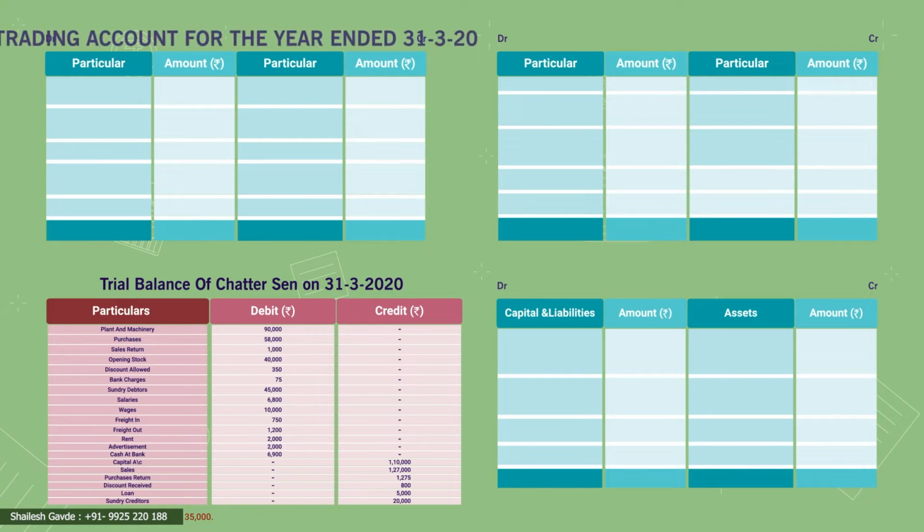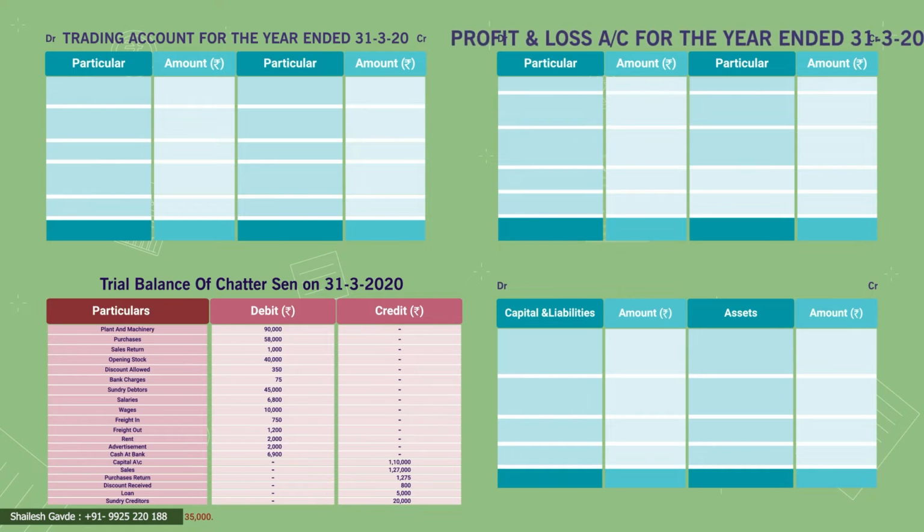Well, again if we take a trading account, a profit and loss account and balance sheet, first we'll write trading account for the year ended 31st March 20, particulars amount rupees, particulars amount rupees. Now in profit and loss account, on the top we write profit and loss account for the year ended 31st March 20, particulars amount rupees, particulars amount rupees. Now on debit side of profit and loss account, we'll classify the indirect expenses into 4 different groups: administration expenses, selling and distribution, financial and other expenses and losses.